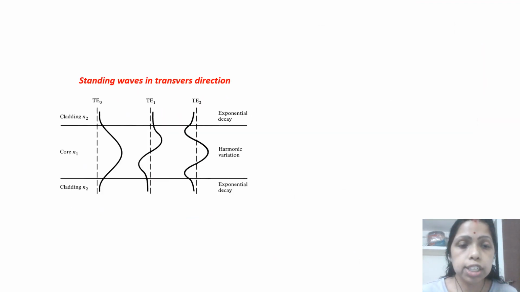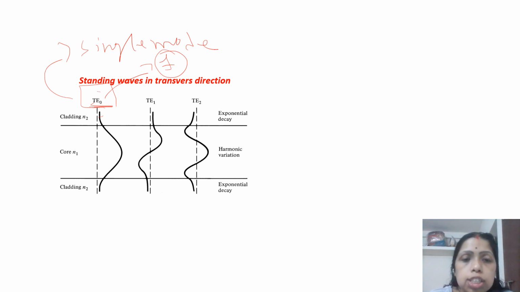So here you can see the TE0 is the minimum mode. This is giving the single mode. So there you can calculate a particular frequency for this mode, right? This frequency should be equal to FC, the cutoff frequency where the optical fiber is designed.